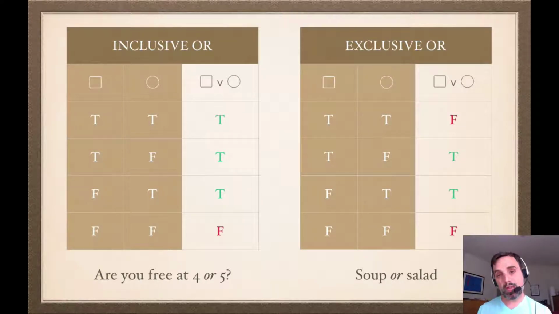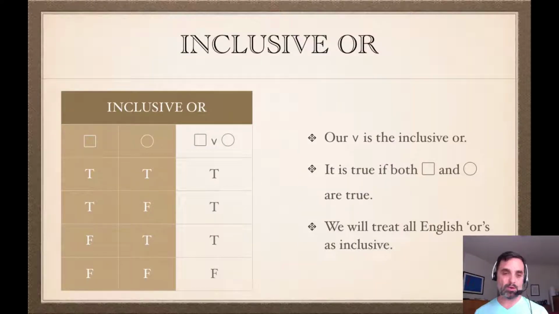So in the soup or salad case, the or is in some sense understood exclusively. It's true if one or the other is true, but it's false if they're both true. In the inclusive sense, it's true if either one is true and the other is false, or if both of the disjuncts are true. And we will always understand or in the inclusive sense. That's just how we're going to use that symbol. And our or is the inclusive or. It's true if both of them are true, if both the disjuncts are true. And we will treat all ors in English as inclusive, and it is symbolized by the V in our logical language.